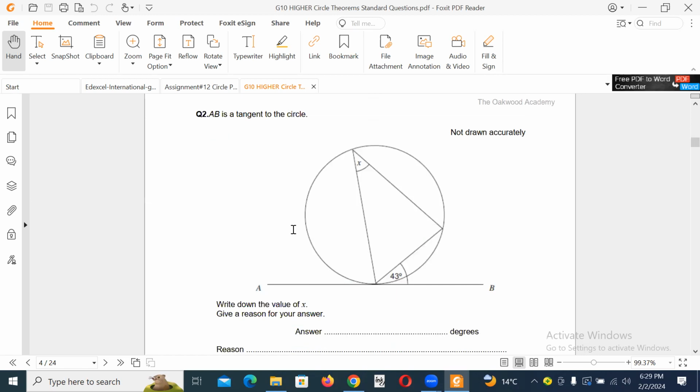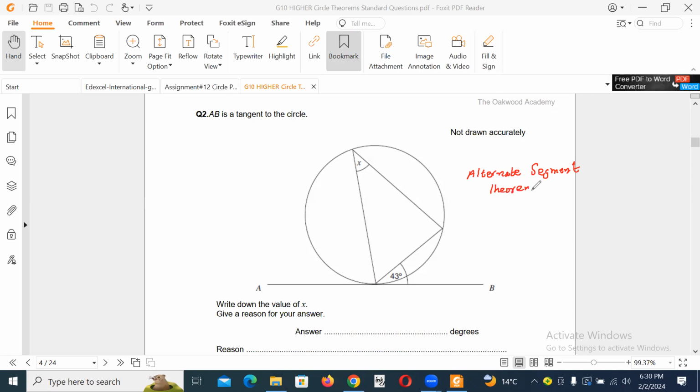Next question 2, we have AB is a tangent to the circle. As you can see, the line AB, the tangent line, touches one point of the circle and it's a straight line. So remember that the angle between the tangent line and a chord is always equal to the angle in the opposite segment to that chord. So basically this is the concept of the alternate segment theorem.